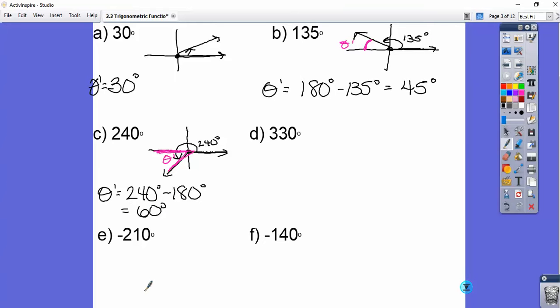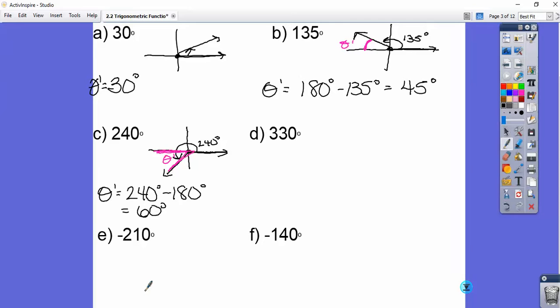And we get a reference angle of 60 degrees. Why would you go to that side? Because a reference angle is defined to be distance to the x-axis. So if you went the other way, that would give you the distance to the y.